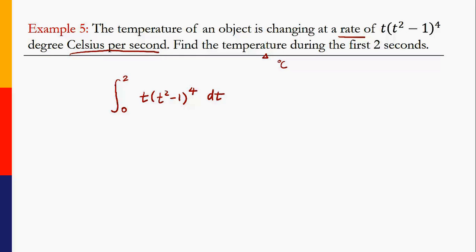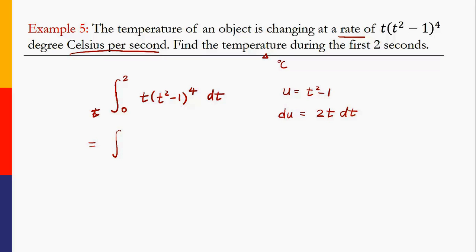Take a look at this integral. We can notice u to be t squared minus 1. Our du will equal twice t dt, and it's easy for us to apply u substitution. However, we also need to note that when we rewrite the integral in terms of u, we will also need to change the limits of integration.